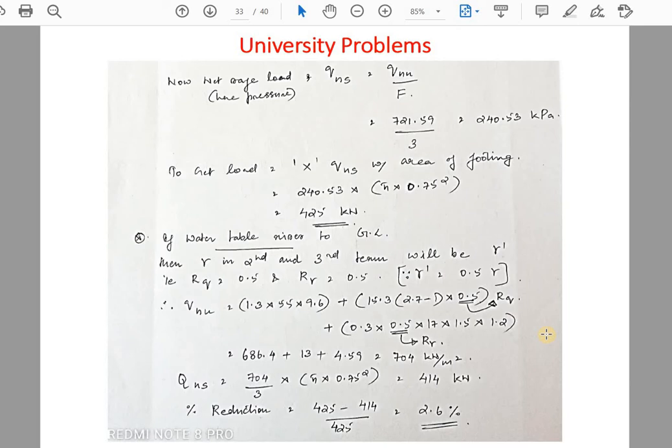So here one concept is also clear, that once the water table is rising from the bottom to the ground level, you can easily say that there is a decrease in bearing capacity. That is common sense, and obviously that is proved also from this problem. Now let us move on to the next question.